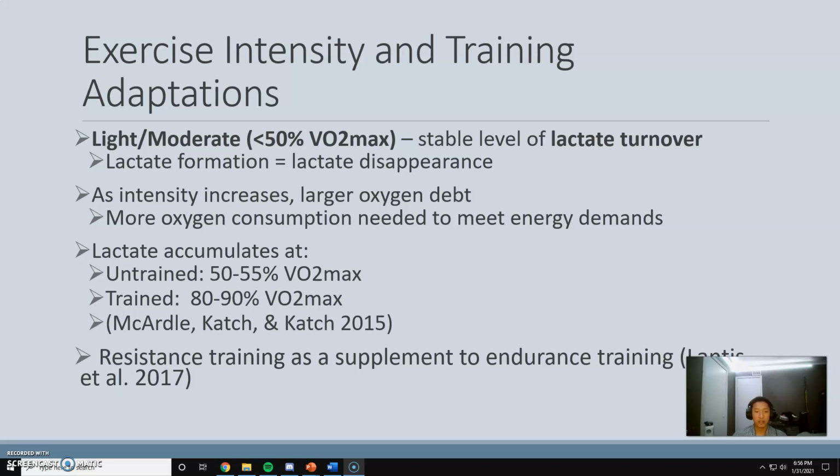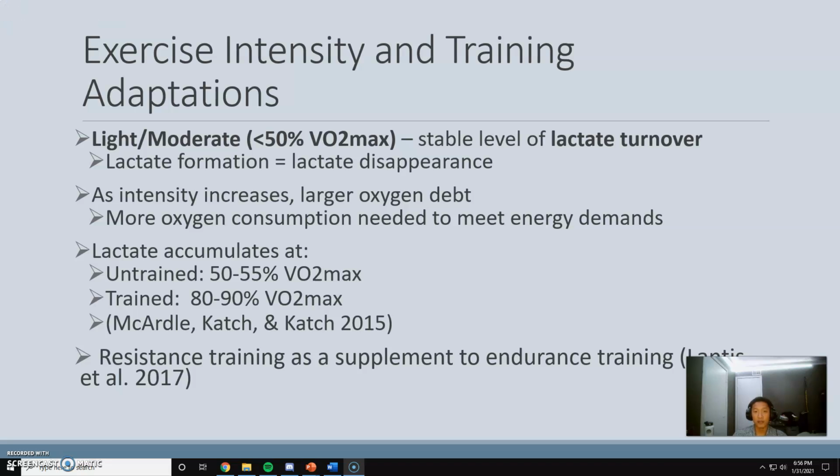So in untrained individuals, lactate is going to start accumulating at about 50 to 55% of aerobic capacity, while in trained individuals it's going to increase up to 80 to 90%. And these increases are due to training adaptations from endurance training that increase capillary density and mitochondrial number, which produces a better capacity to produce ATP, therefore delaying lactate accumulation and also enhancing performance.